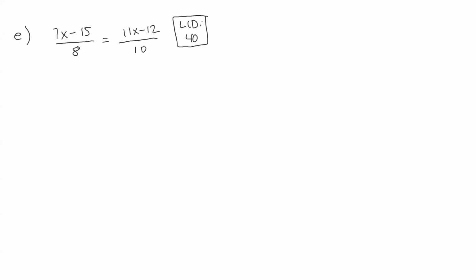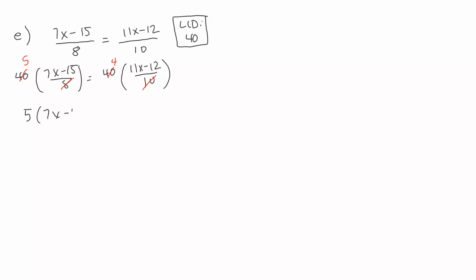So we're going to multiply both terms by 40. So I get 40 times (7x minus 15) all over 8 equals 40 times (11x minus 12) all over 10. We're going to simplify. So in the first term, 8 will go into 40 5 times. 10 in the second term will go into 40 4 times. So let's clean it up a little bit. What I'm left with is 5 times (7x minus 15) equals 4 times (11x minus 12).